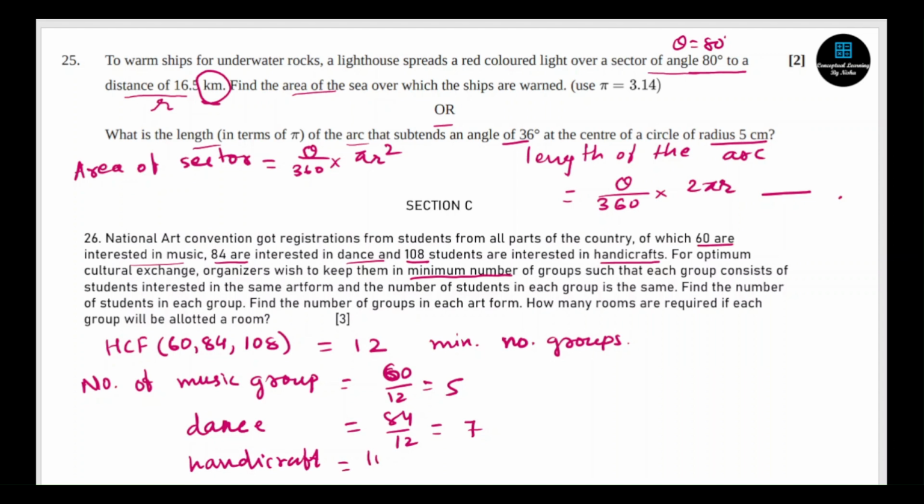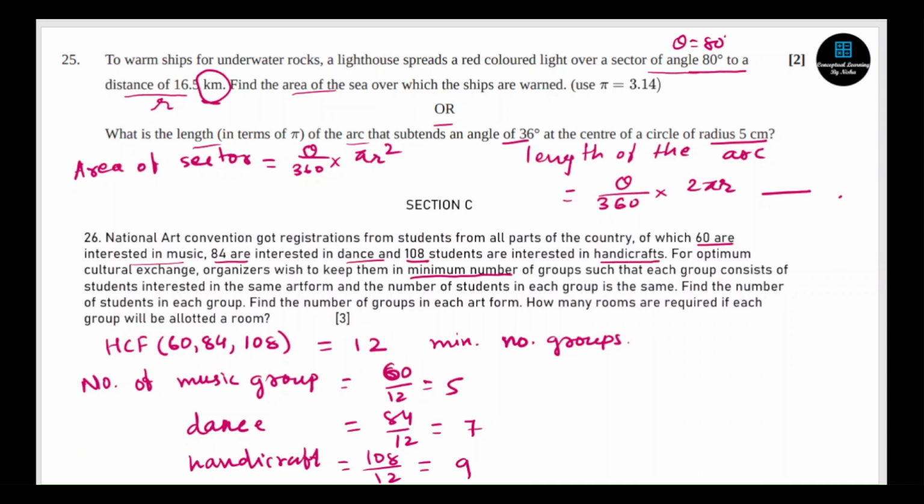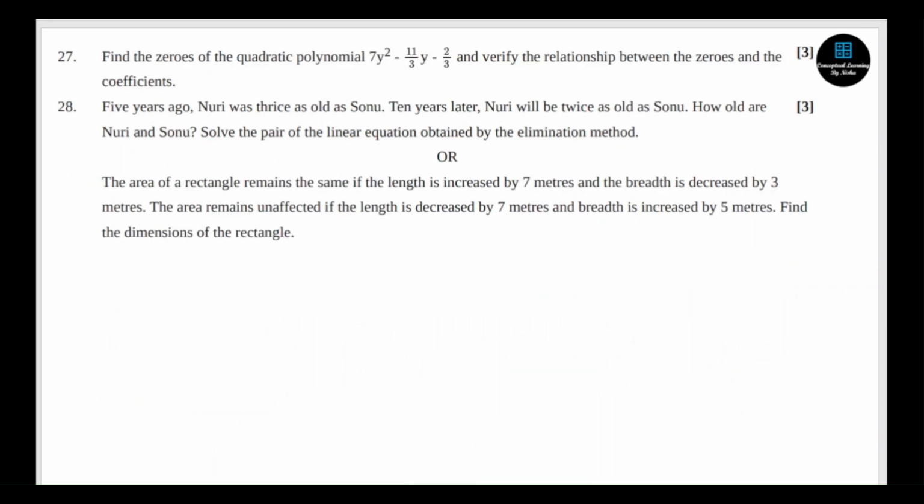So handicraft, it is 108 upon 12. So when you find this, what do we get? 9. So when you add them, that is nothing but the total number of groups required. So number of rooms required equals 5 plus 7 plus 9, which is equal to 12 plus 9, which is 21, right? So 21 rooms are required. I hope you understand this question. Very easy. Alright. Now moving to the next question.